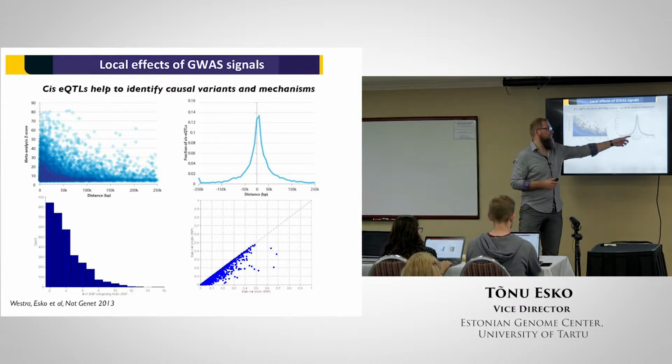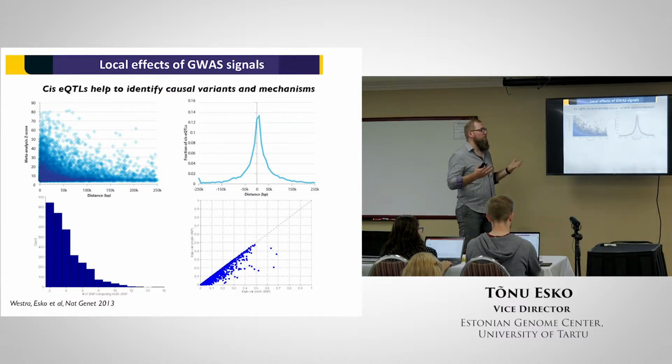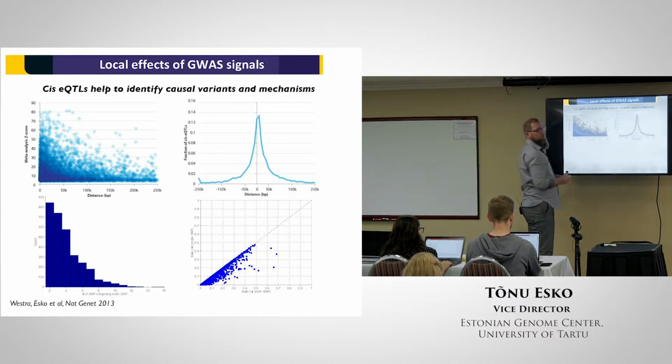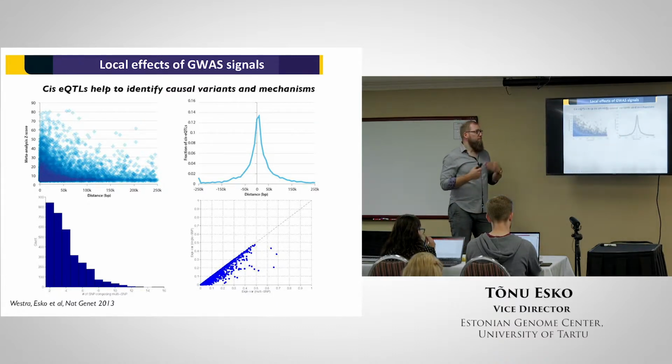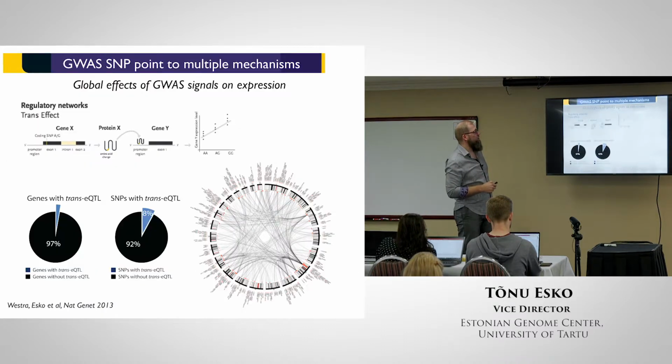Here you can see the distribution or density plot of where your causal regulatory variants are relative to the genes, and usually it's very close. So one approach to find the causal gene is to take the closest gene to your association variant. It's kind of accurate, but not always. And we can skip those ones.